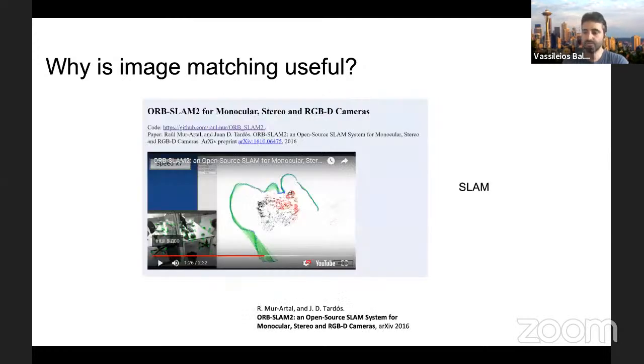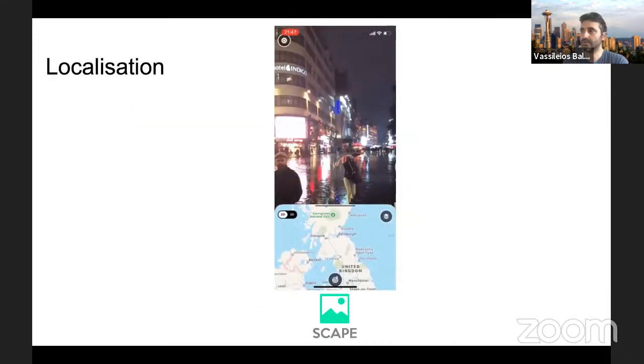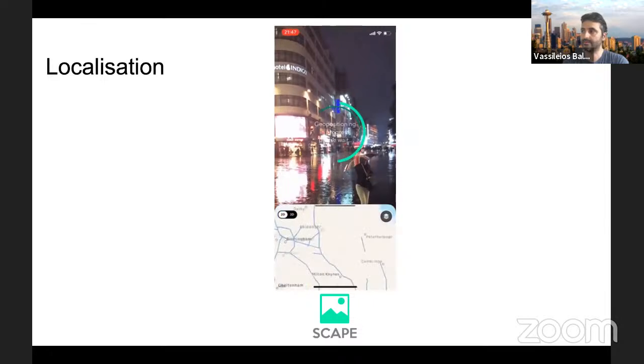Another useful area is SLAM. You have something like a video stream and you want to build a map online as you walk down a room. This is another great area where local features and image matching are used a lot. And when you have a map, you can also use image matching for localization.